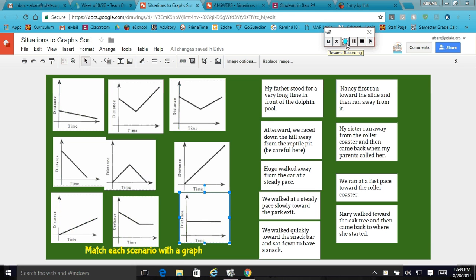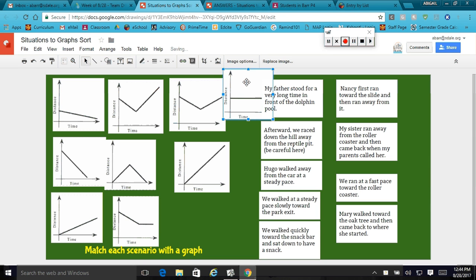So, my father stood for a very long time in front of the dolphin pool. What is happening to the time in this situation? It's still going forward. Okay, what's happening to his distance? Nothing. It's staying exactly the same. So as time is increasing, distance is staying exactly the same, right? So it would be this graph right here to go with this situation. Does that make sense? Why?